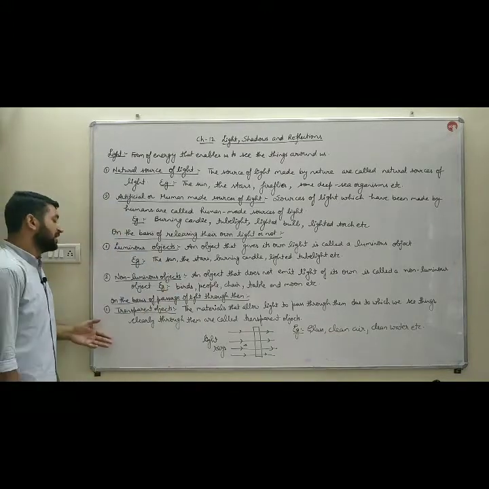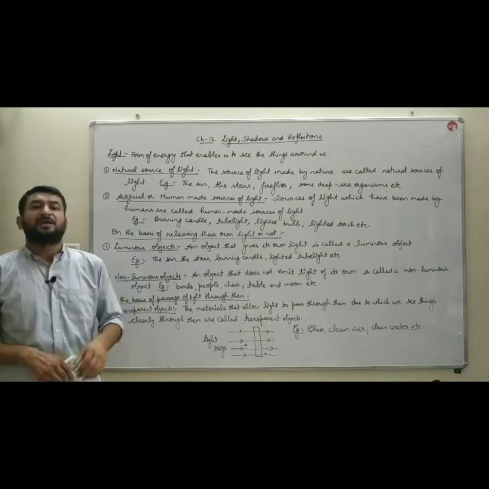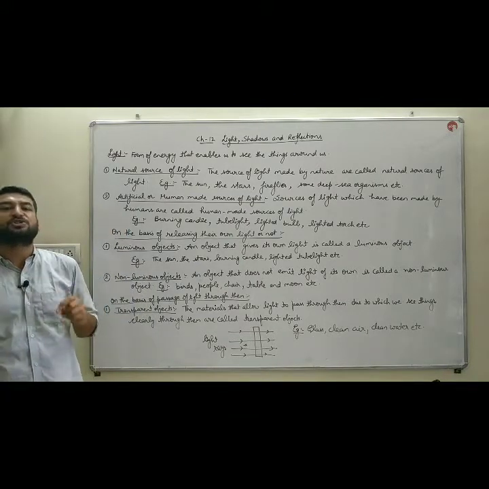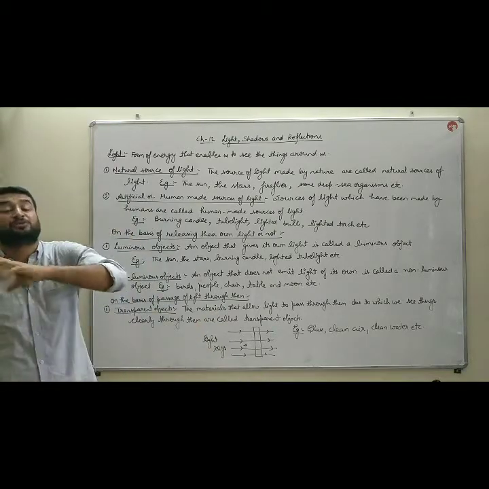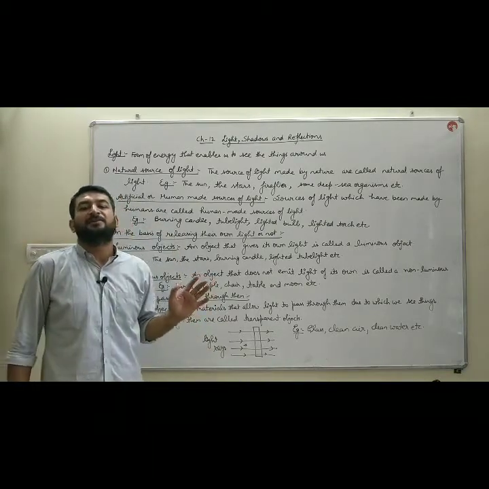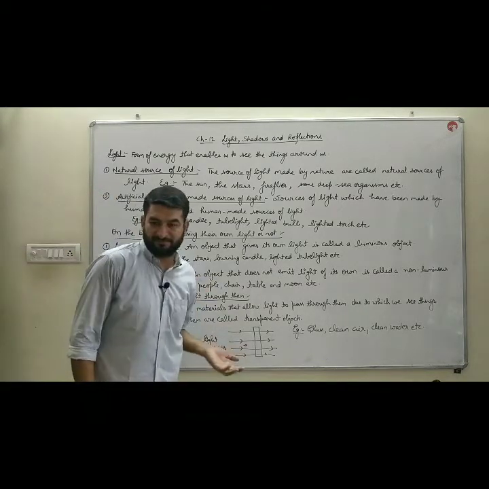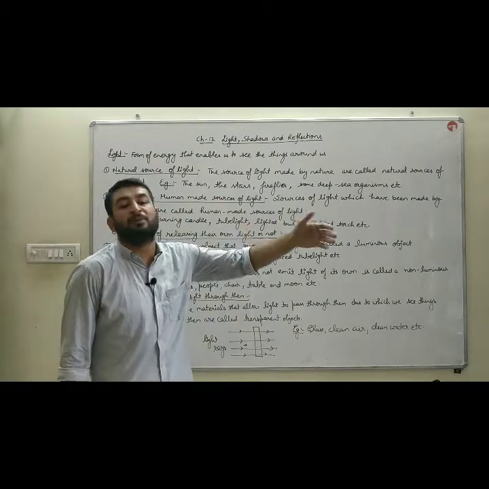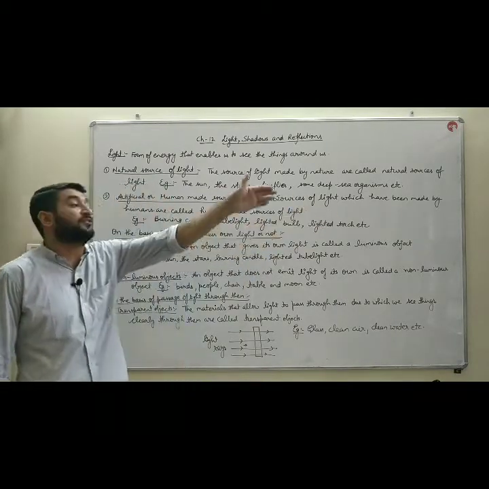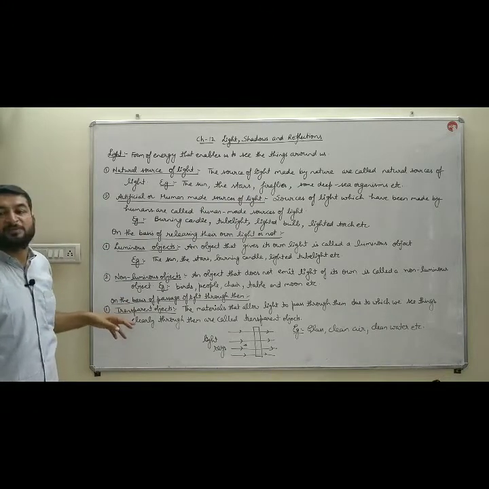First we'll discuss what are transparent objects. The objects which allow the light to pass through them, and as light can pass through them very easily, we can see the objects through them very clearly. It is very clear to see the objects around them, in front of them. So these objects are known as transparent objects.